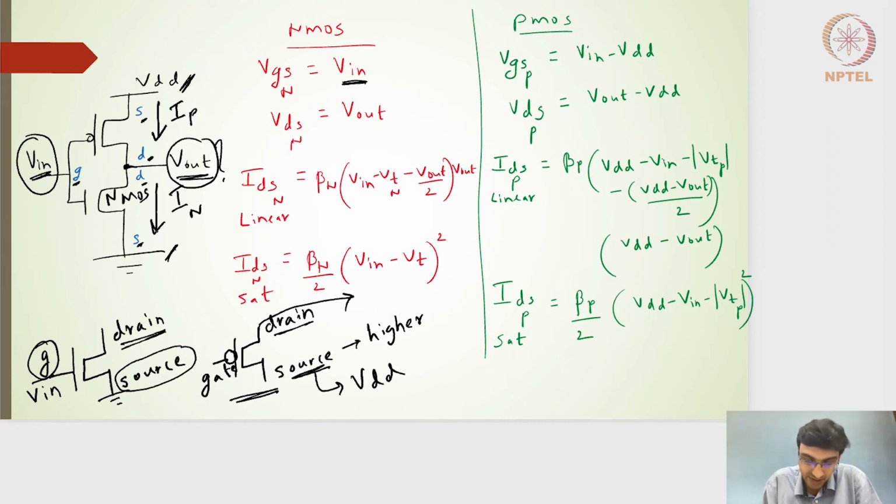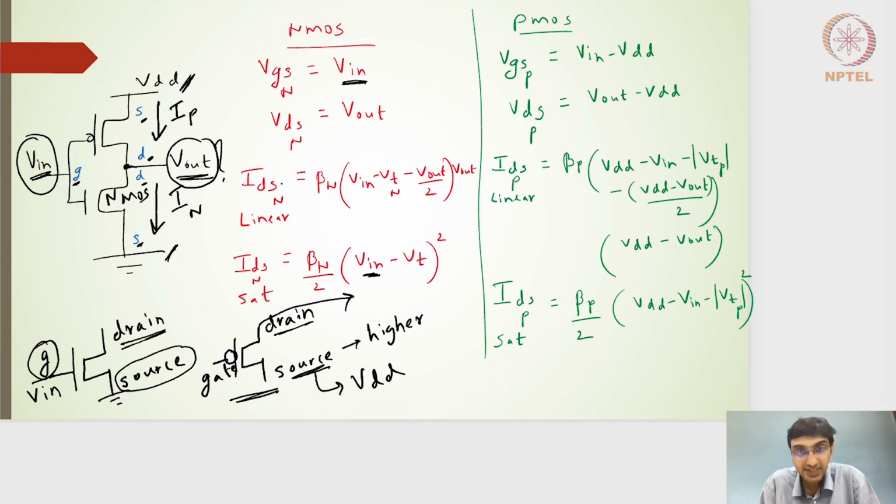The current of the NMOS, IDS of NMOS, in the linear and saturation equations. Let's go to the saturation because it is much simpler. You have fewer variables. So IDS saturation of the NMOS is nothing but beta n by 2 multiplied by (VGS minus VT) the whole square. Because VGS is nothing but V input, I have written it as (V input minus VT) the whole square.